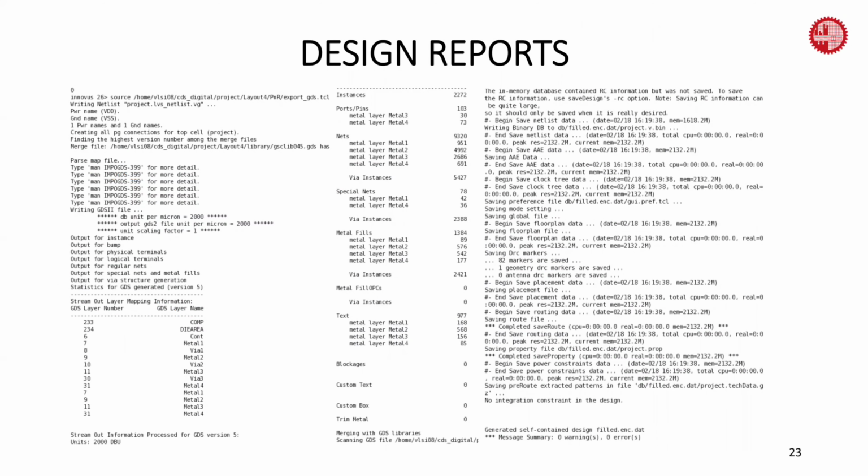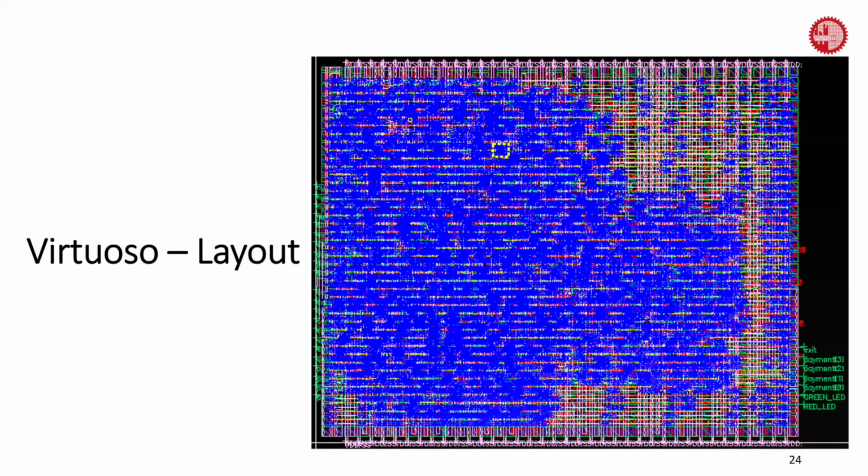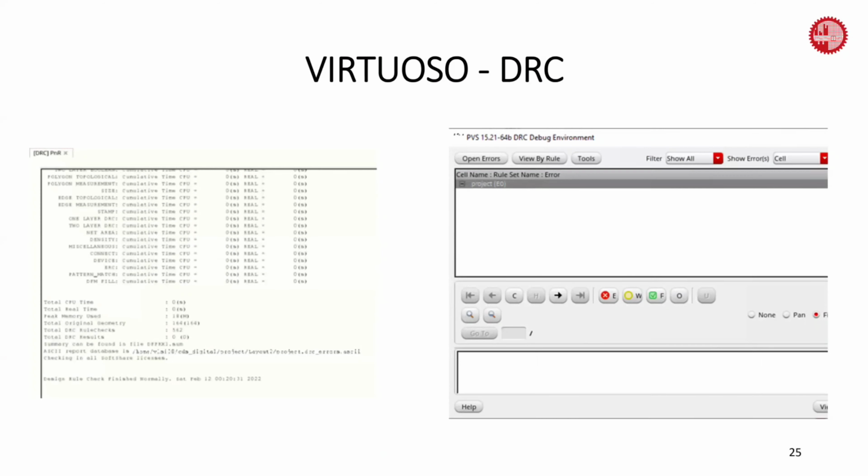Here is the design report after the design layout was filled. No integration constraint in the design was found, as you can see in the report. After that, we exported the layout to run DRC and LVS. Upon completion of various tasks, here is the schematic view and the layout view of the design. Finally we ran DRC and got this window, no errors, and thus our project came to an end.